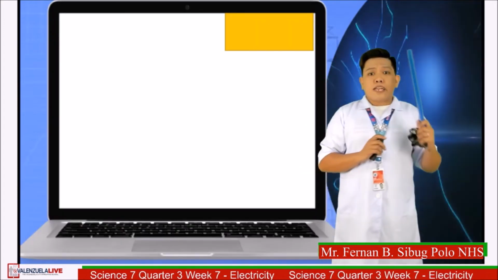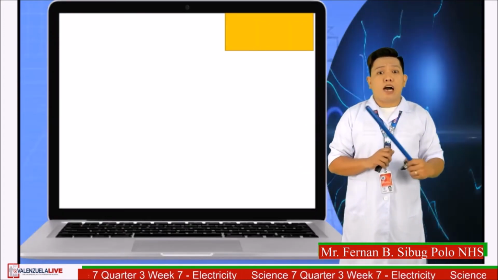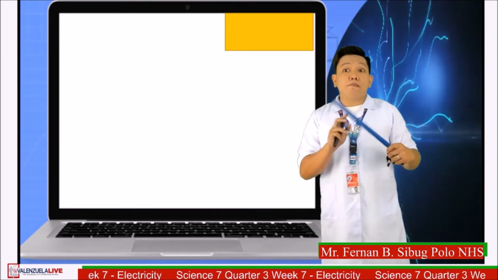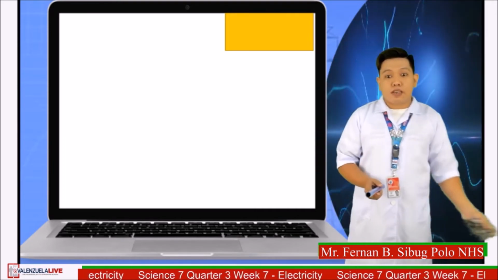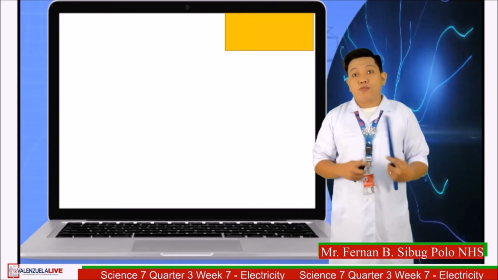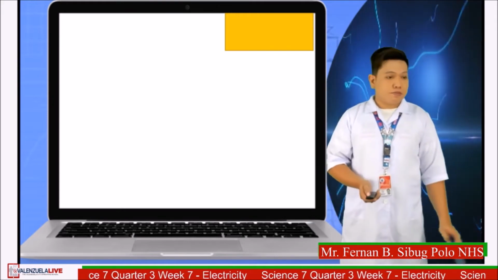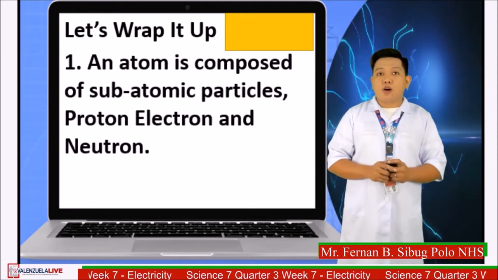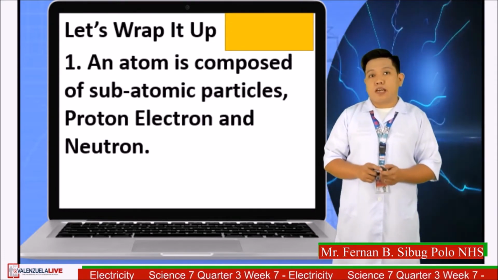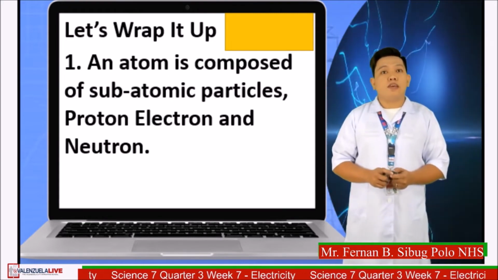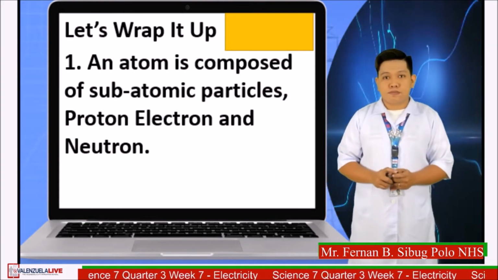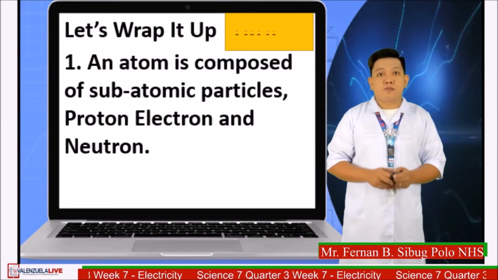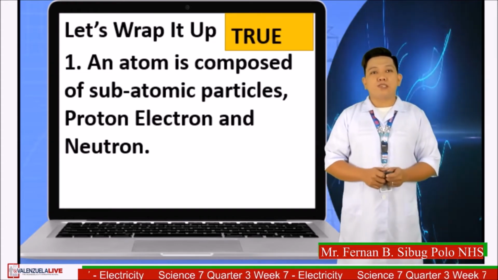Now, let us wrap up to know whether you understand our lesson or not. Let us answer these questions. Type true if the statement is correct, and if the statement is wrong, type false. So, let's start. Question number 1. An atom is composed of subatomic particles: proton, electron, and neutron. The answer is true.